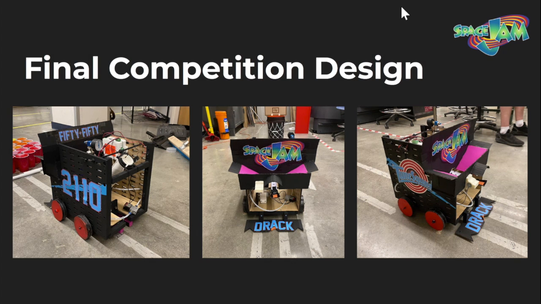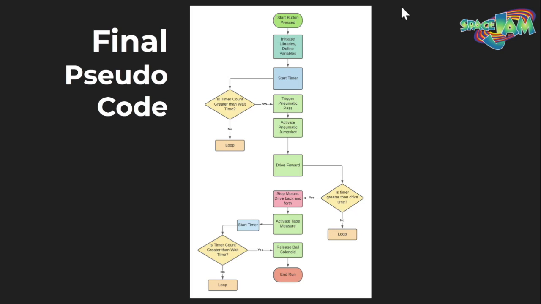Thanks, Dylan. I'll be going over each of the components of this design, but first we'll start off with the code. As all of you know, it begins with a button press, and we start to define the libraries and the variables in that time as well. Then we start a timer, and our first timer count is just a slight delay so we can get out of the way before the pneumatic pass and jump shot trigger. Then the robot begins to drive forward to knock over the pipes and get the money balls, as well as collect the lower stock items.